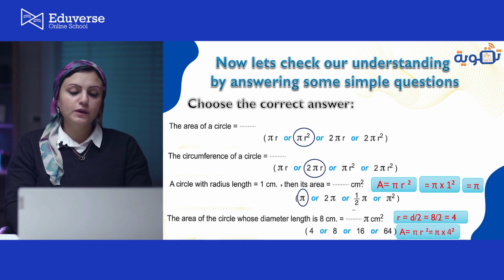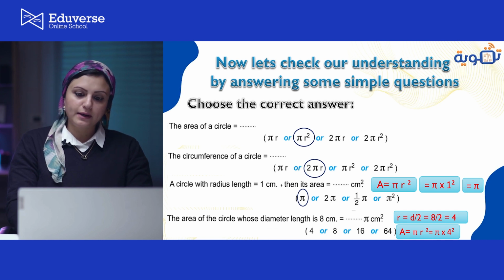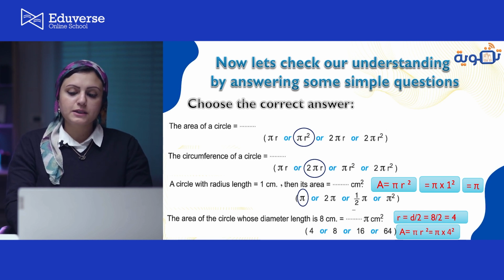In this case, he wanted the final answer of the area in terms of pi. So we are not going to substitute pi with any of its values. We are going to keep pi as in the example and just calculate 4 power 2, which is equal to 16.